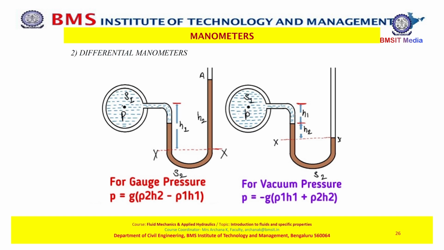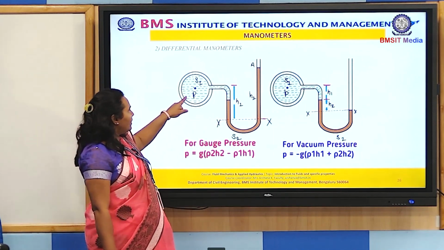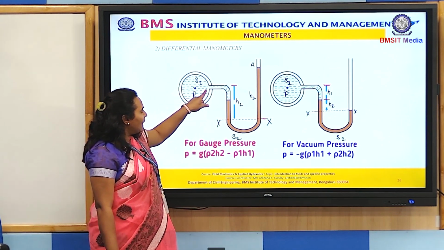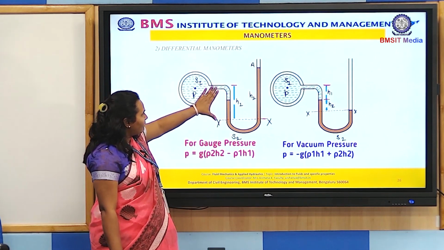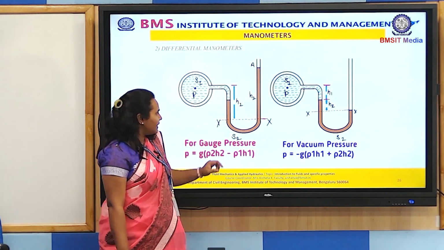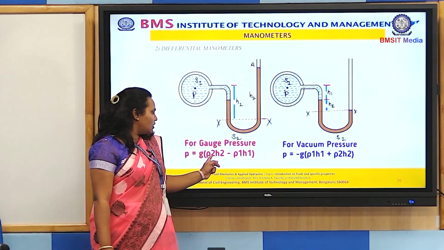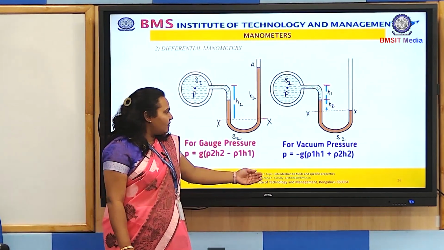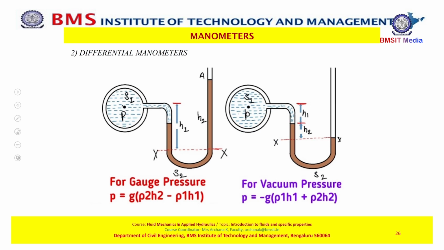Sorry, the earlier one was a simple manometer. But in the case of gauge pressure, as I told you how to measure with the manometer, here we have the pressure of fluid in the pipe, and then the fluid level at a datum XX, and this has h1 and this has h2. Then the equation is P equals g times rho 2 h2 minus rho 1 h1. In the same way we can balance for vacuum pressure in case of a vacuum measurement.